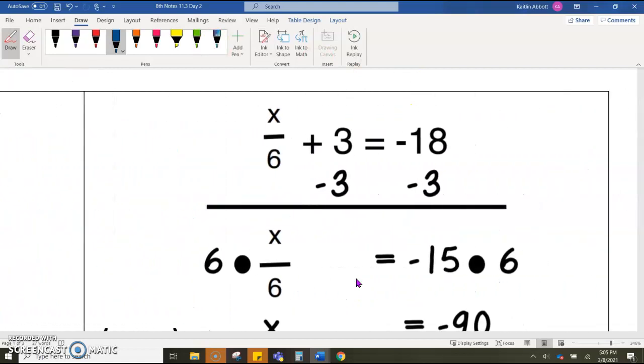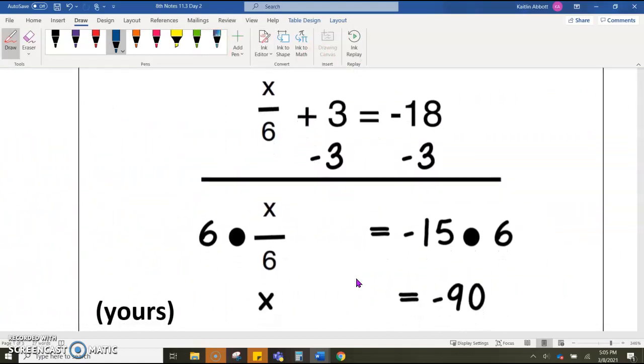Here's a very similar problem, and let's see if you can find the mistake. Or maybe there's multiple mistakes. See if you can find them. All right, welcome back. So let's take a look, huh?